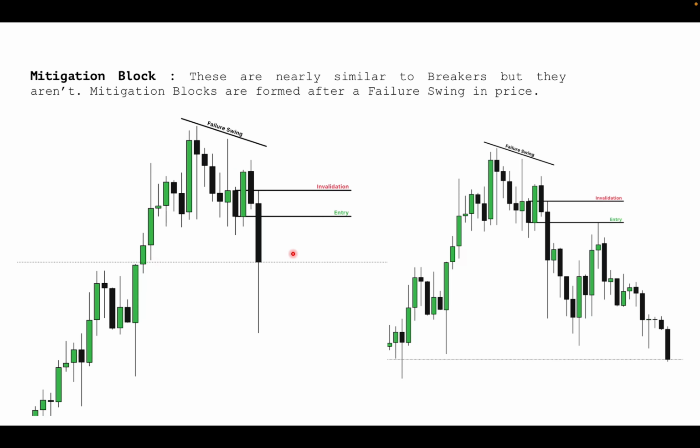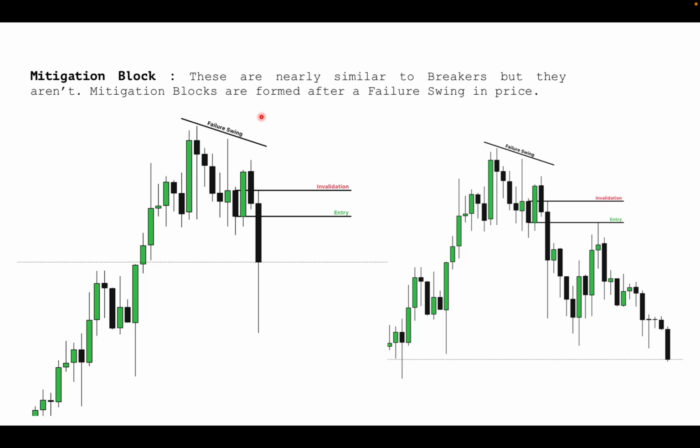We always expect price to use our mitigation block as our entry. So our mitigation block is almost like a breaker, right? But it isn't a breaker, because a breaker would have been a bullish order block, or a bearish order block, or an order block that failed. But in this case, this isn't an order block that failed. It just got created while price had the failure swing.